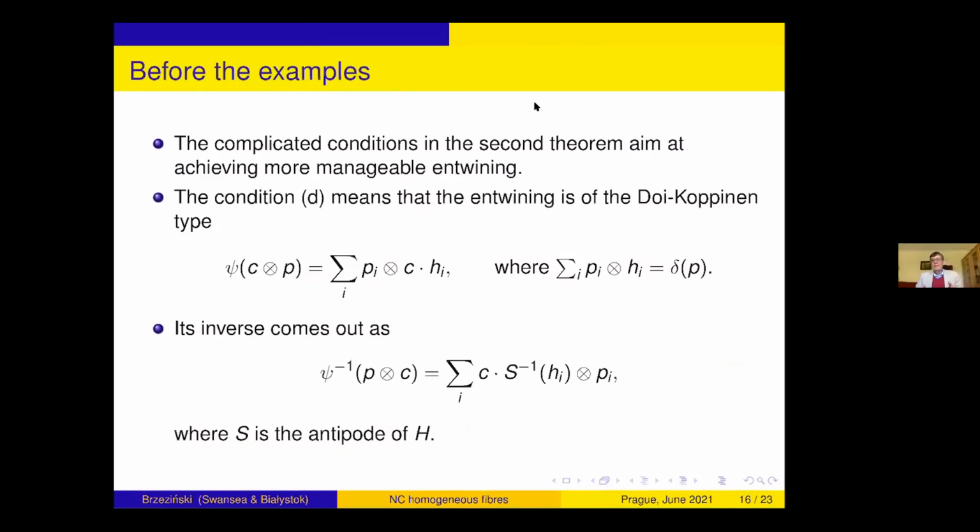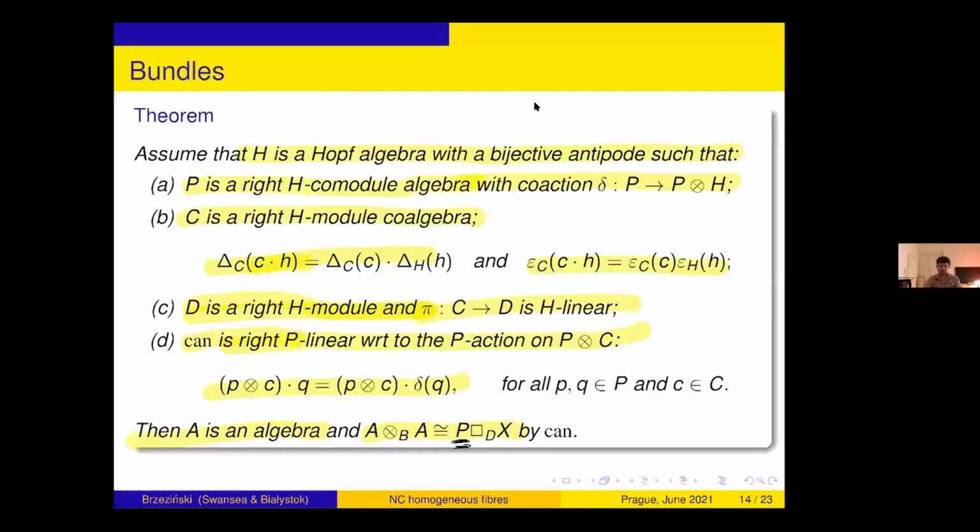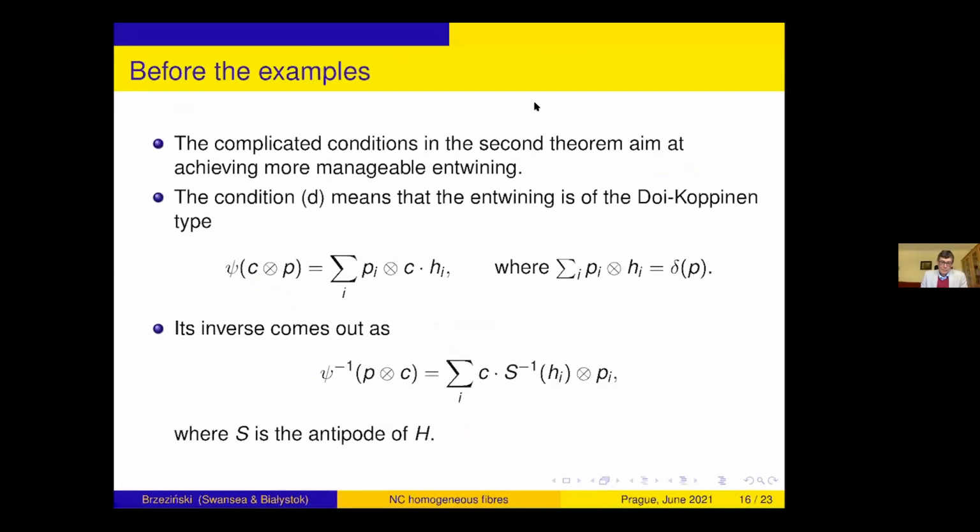Okay, so before the example, there were a lot of complicated conditions, but it boils down to something not that complicated. This condition, that the canonical Galois map is a right linear map with respect to the P action induced by psi, actually gives us what psi is. So this means that psi is of the so-called Doi-Kopinen type.